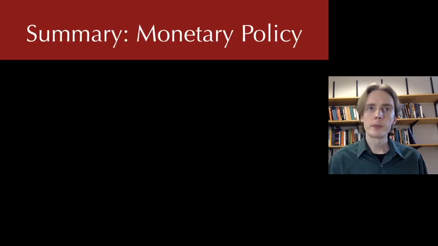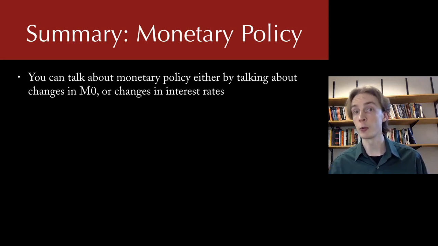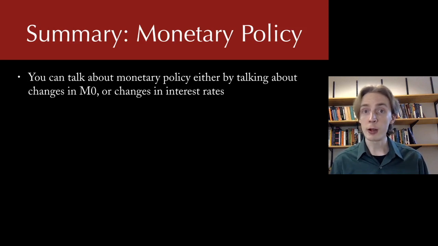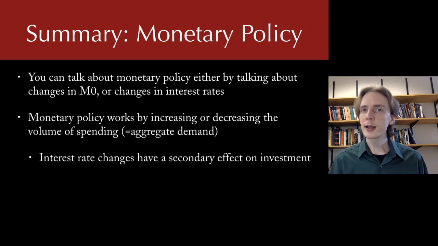So to sum up, there's several different ways you can talk about monetary policy. You can either talk about changes in M0, or you can talk about it in terms of changes in interest rates. Right? Changes in M0 are going to be probably the more appropriate way of talking about monetary policy, even though interest rates are the more usual way. Right? Why is it more appropriate to talk about it in terms of M0? Because that's going to be how the central bank affects the volume of spending directly. Right? And this is what monetary policy is designed to do, to either increase or decrease the volume of spending. And any effect that interest rates have on investment is going to be pretty secondary.